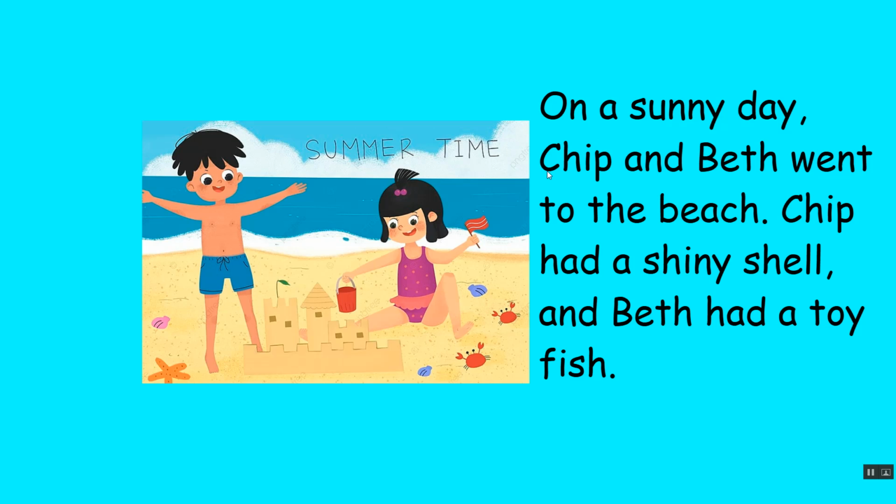So there was Chip, Beth, beach, Chip, shell, shiny, Beth and fish. Those are the digraphs in that one.